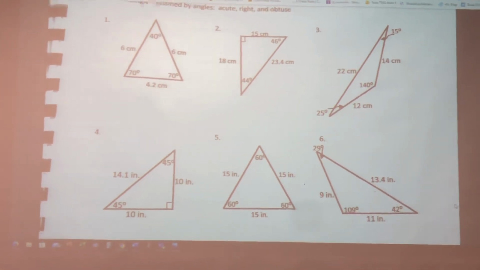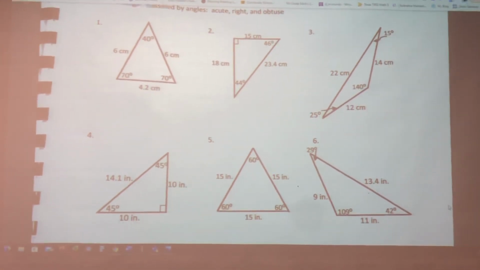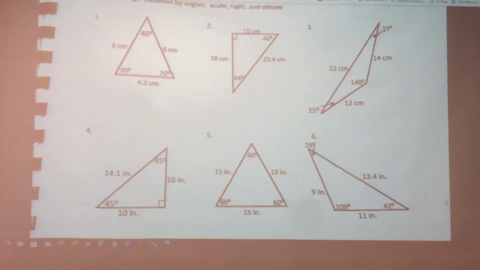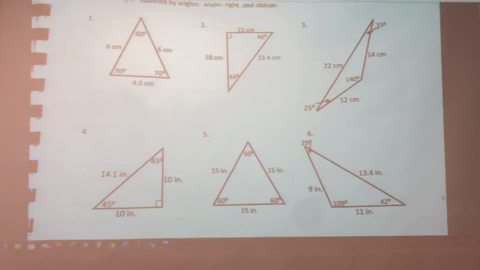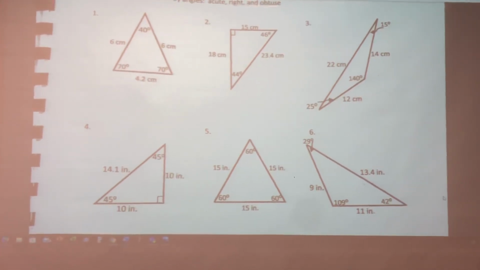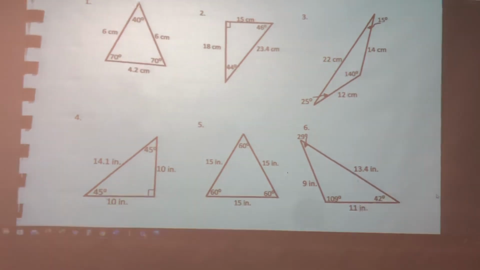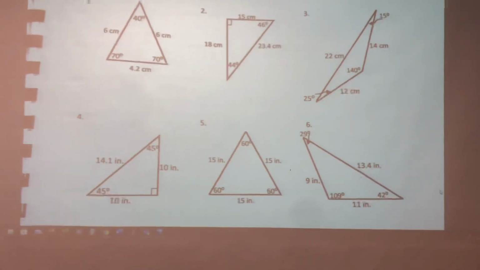Could we call it anything else? Anyone? Yes. What else could we call it? An isosceles, because it has 2 sides that are the same length. An isosceles triangle has 2 sides that are the same length. Do we have to write isosceles? No, but if you did, then I wouldn't count it against you.